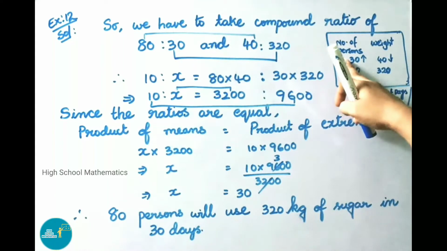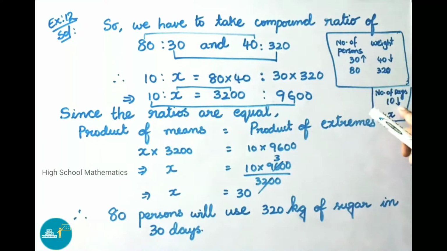Next, compare these two. Here number of persons is 30, so number of days to consume the sugar is 10 days. For 80 persons, it may take fewer days to consume the sugar. So this value is going to decrease, so we indicate with an upward arrow.